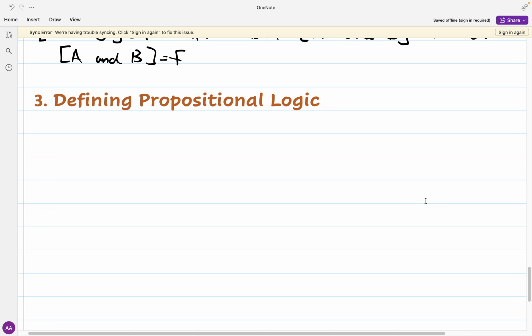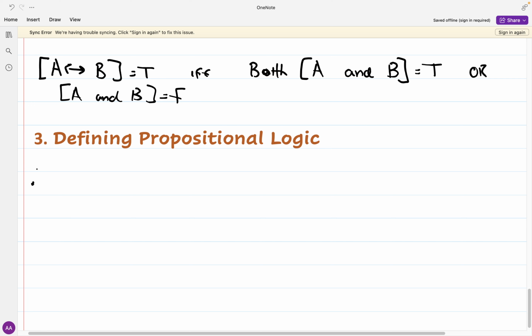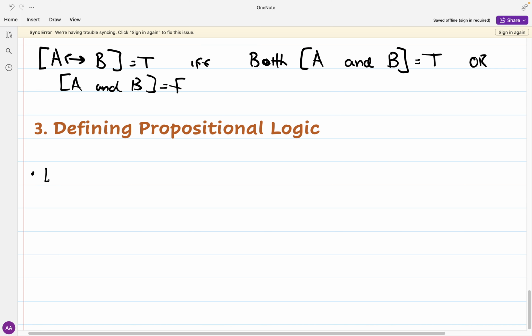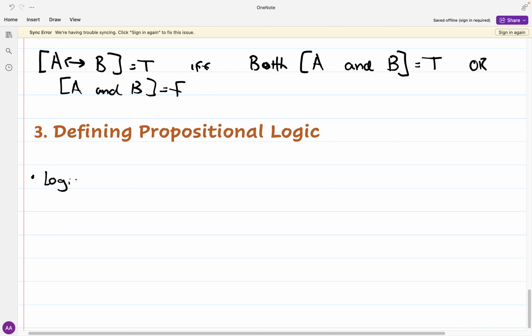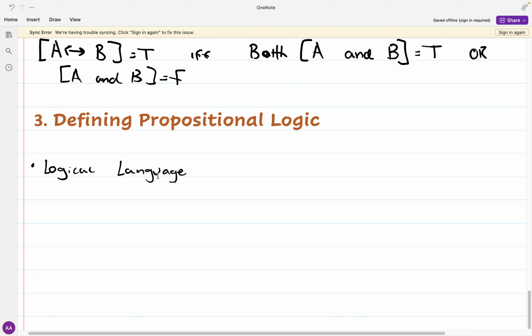In this video what we're going to be doing is talking about how we define propositional logic. The purpose of this is to essentially delimit the contours of our discussion, to work out what is and what isn't the subject of propositional logic. This is done by defining what is known as the logical language. So we define what is known as the logical language.